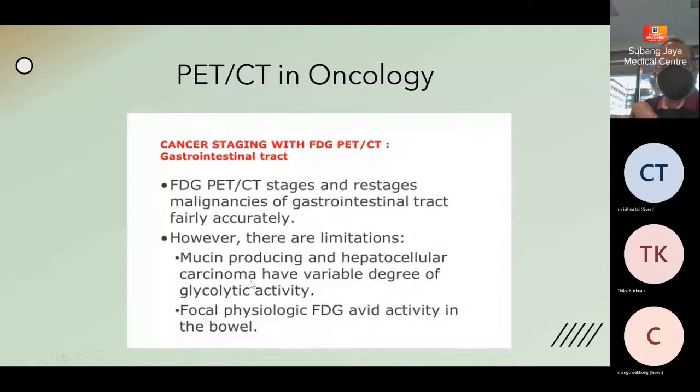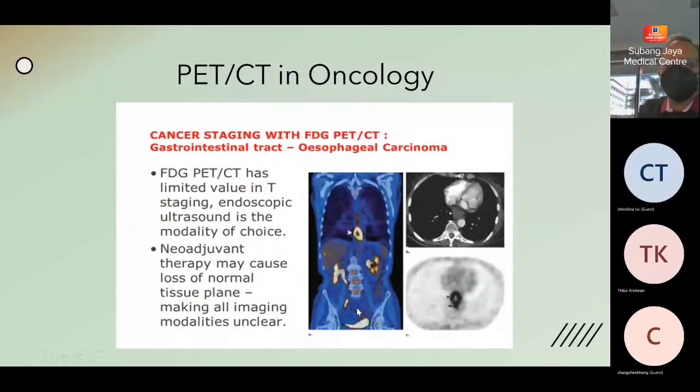And in esophageal carcinomas, one of the things that we use is neoadjuvant therapy. Post-neoadjuvant therapy, be it radiotherapy or chemotherapy, after the treatment we're not sure whether the disease has responded or not. But with the PET, we can actually see how much the response is. You can see from here that all the tissue plane has been lost after the treatment, but you can clearly see the uptake on the PET.